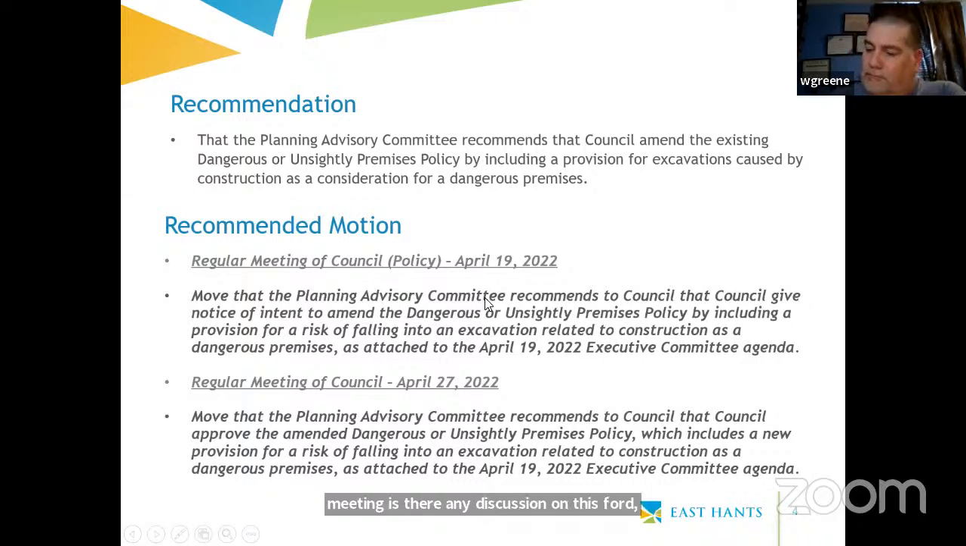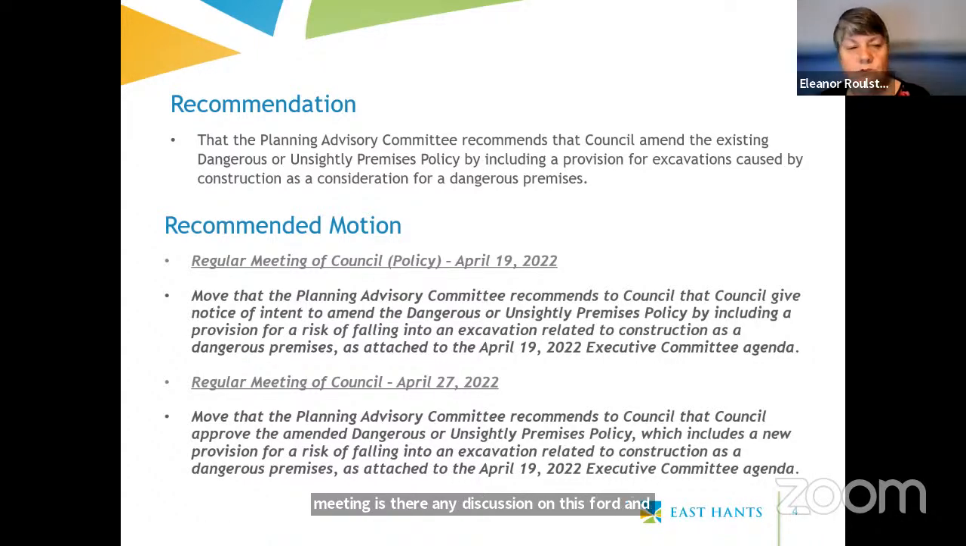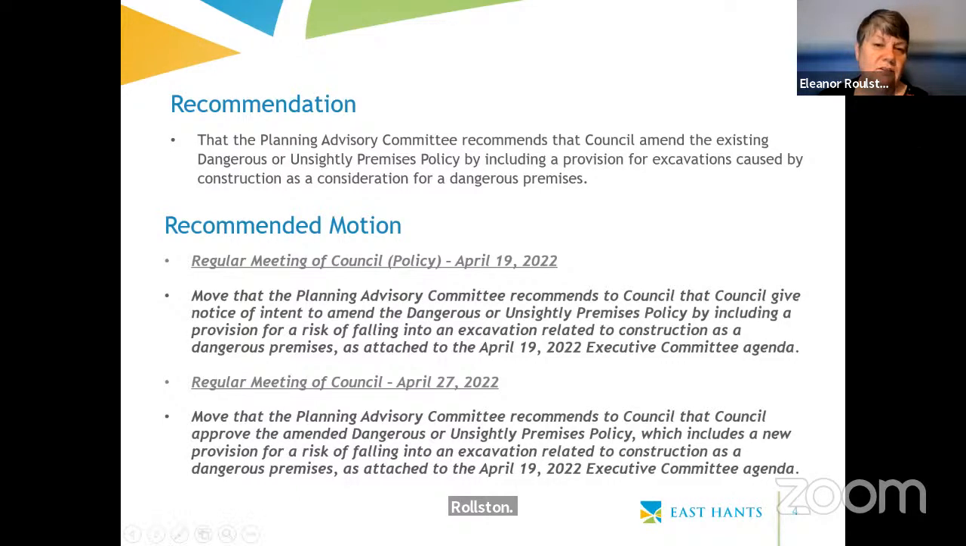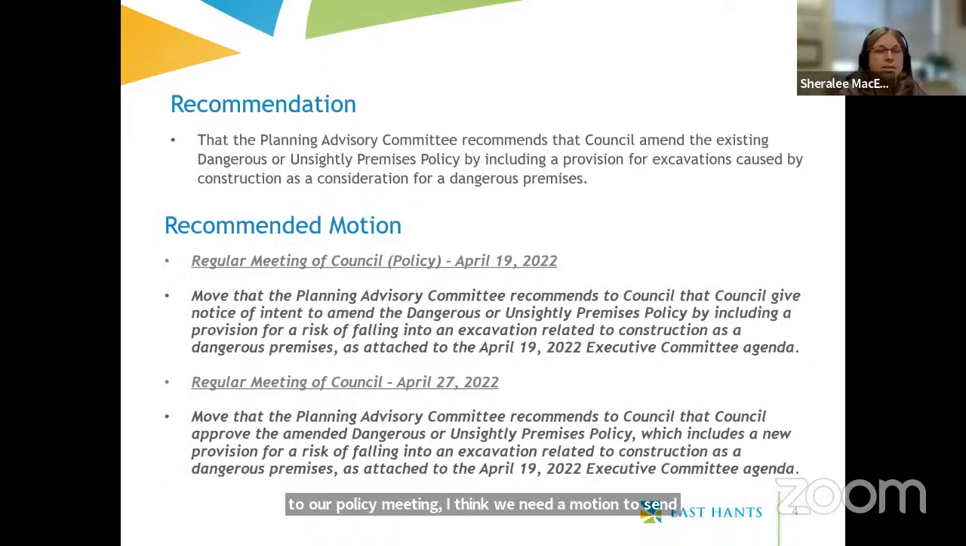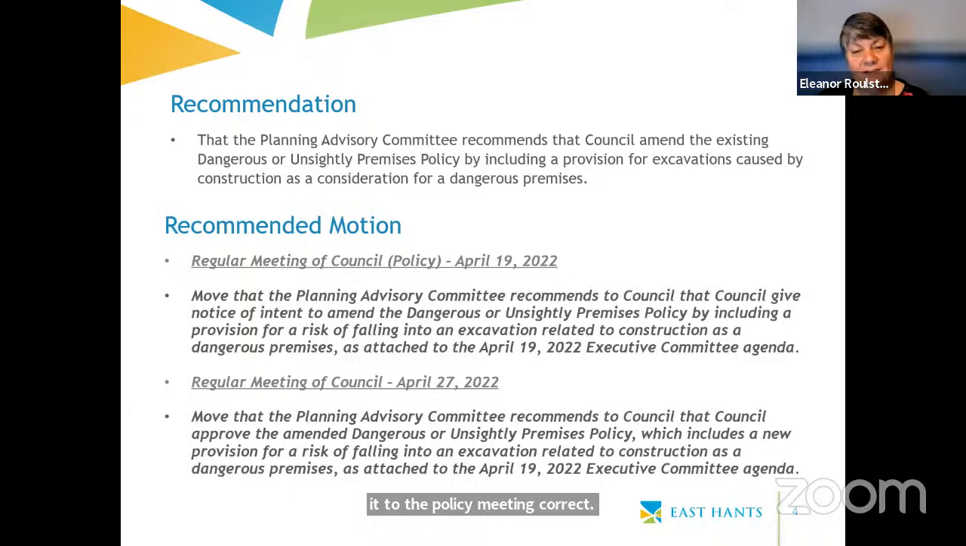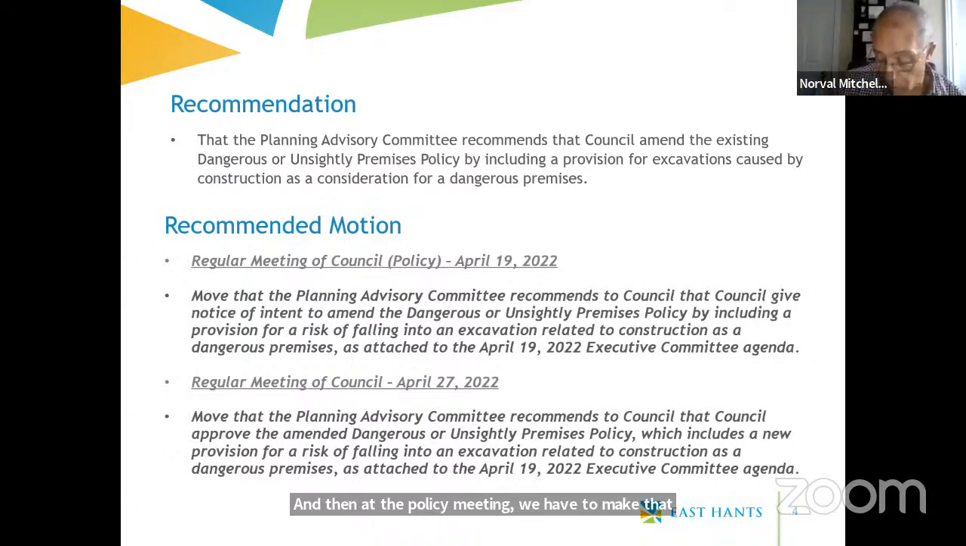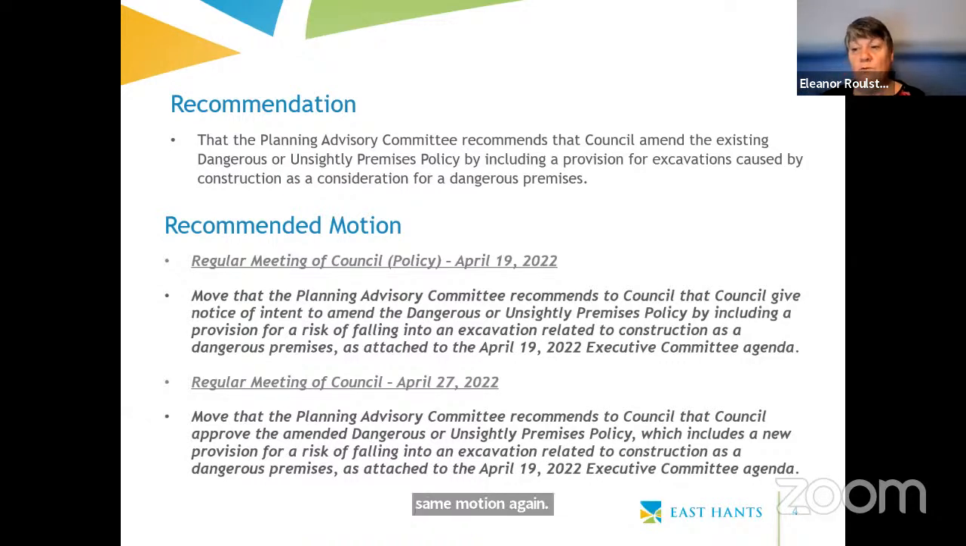Warden Rolston: I always find this confusing because in order to get it to our policy meeting, I think we need a motion to send it to the policy meeting. Correct. And then at the policy meeting, we have to make that same motion again, to send it to council. Yeah. Okay. So then I would move the first recommended motion.